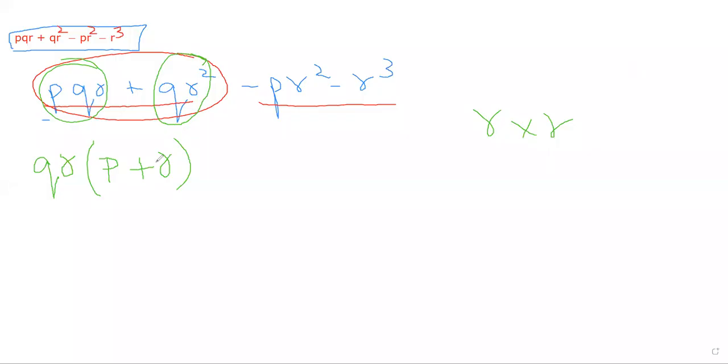Okay, so this is QR. P is left in the first term and R is left in the second term. Is that clear? Yes. Okay. Now moving towards the next two terms.